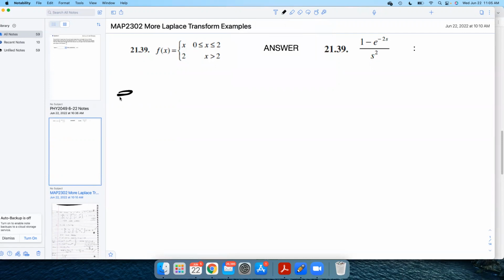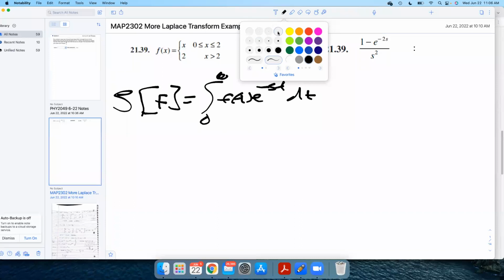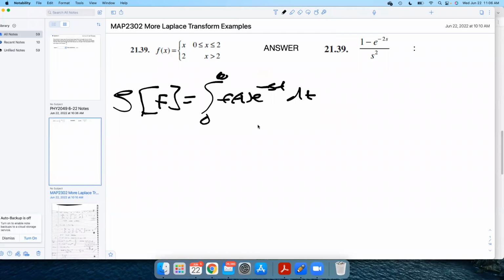Okay, the Laplace transform of some function f is the integral from 0 to infinity of f of t e to the negative st dt. We're going to integrate out all of the t's. T is our variable of integration. It's going to disappear. In this case, we could use x or t. I'm just going to use t.